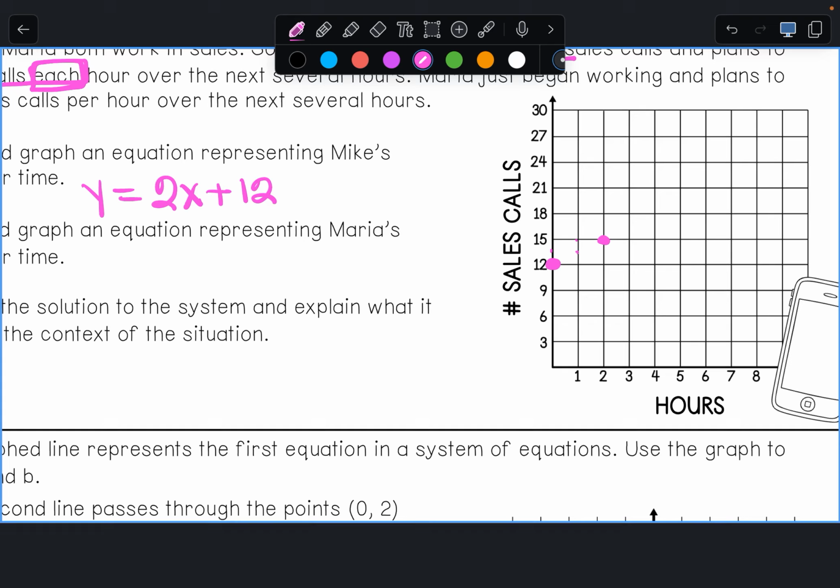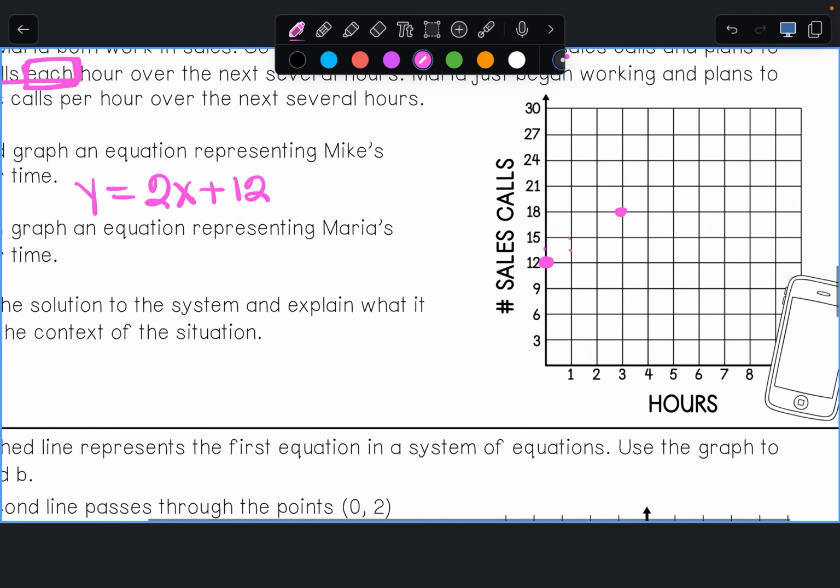Is 2, 16 on there? Oh, it says 2, 16, so no, my point is wrong. Sorry. What about 3? 3, 18 is on there. 4 is not. What is 24? 6, 24. There we go. And then 8, 30 should be on there. Okay, it's 9, 30. Okay, I still graphed it right.